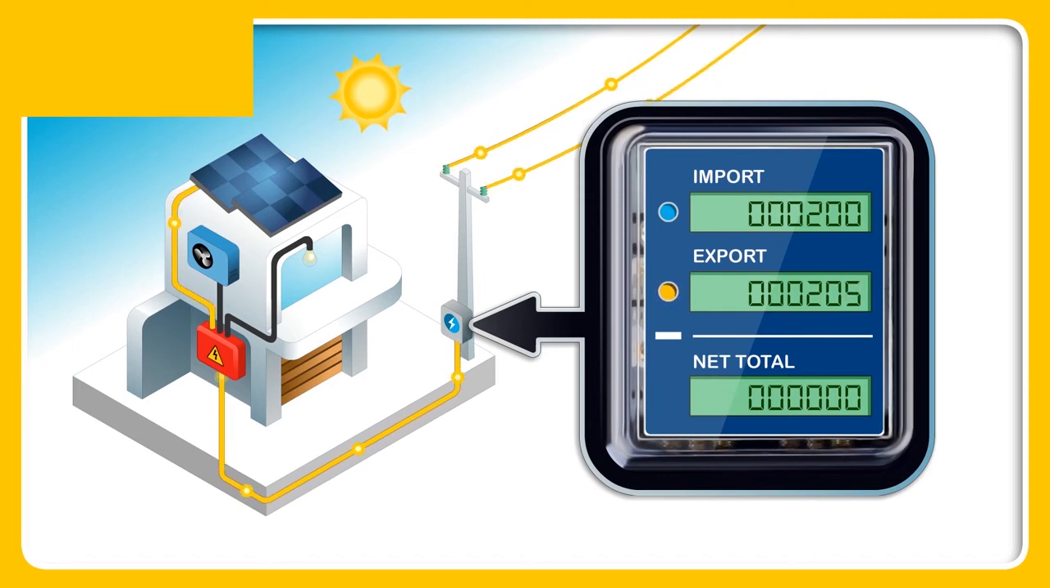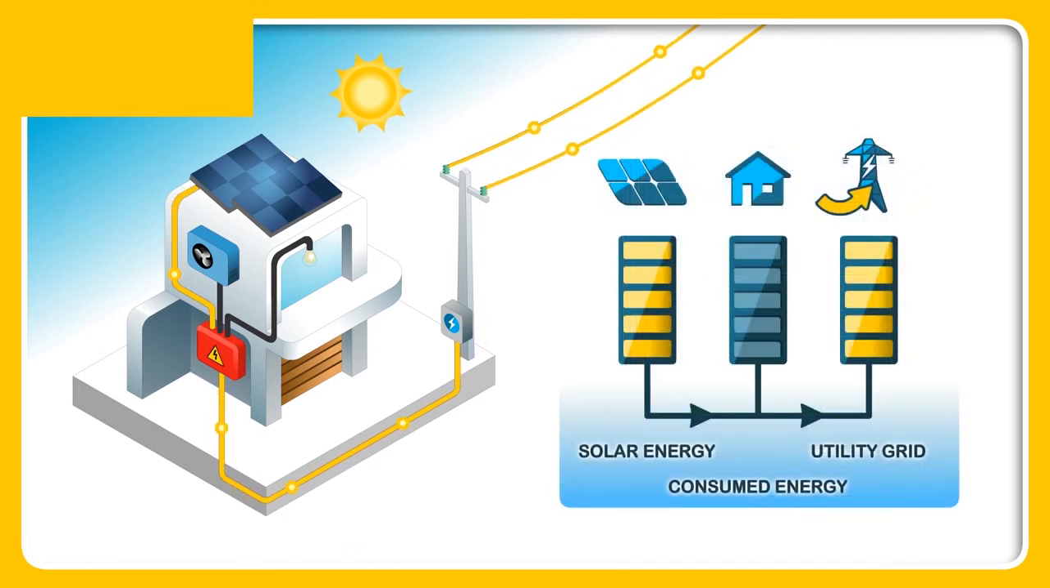When the system exports more than it imports, you get a credit. In a net metering system, you will not get paid for your credit. The amount is carried over to the next billing cycle or written off.